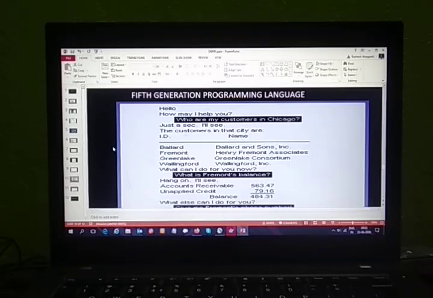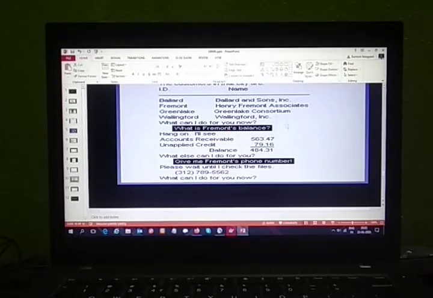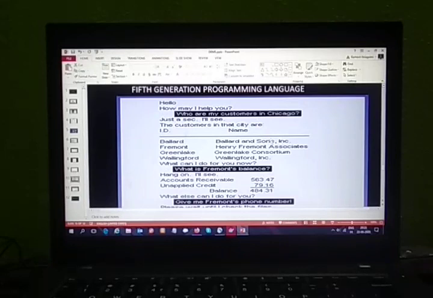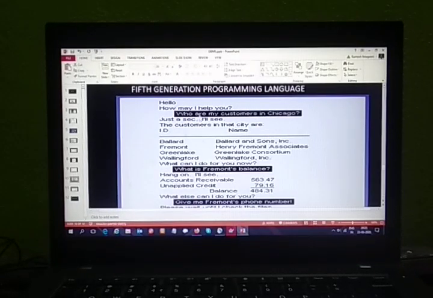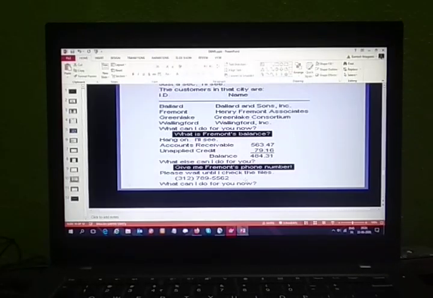Next is fifth generation programming languages. What I said is, here you can give any question, and the answers will be displayed. See, these are the examples for fifth generation programming language. Here the question given is, who are my customers in Chicago, and the answer is displayed here. And what is the performance balance? Like this, they ask some questions and the answer will be displayed on the computer.